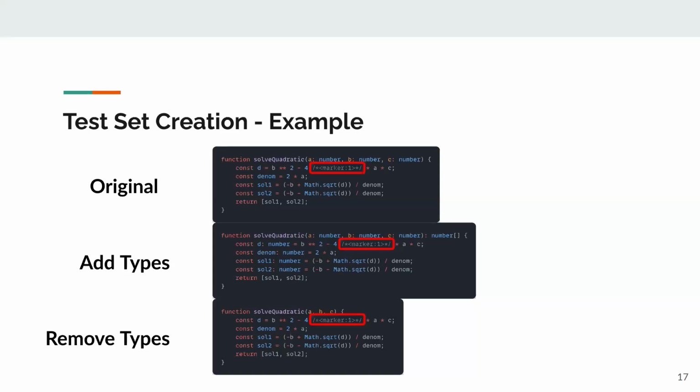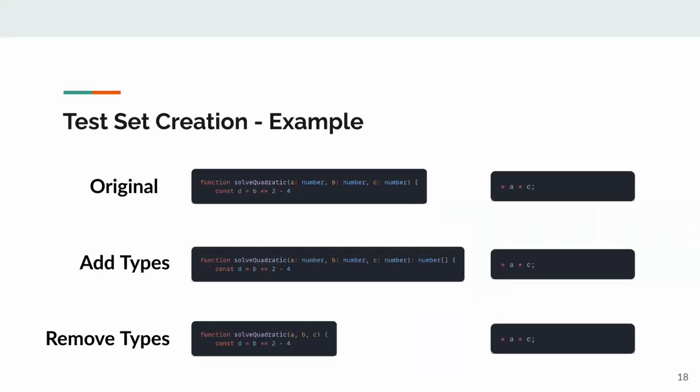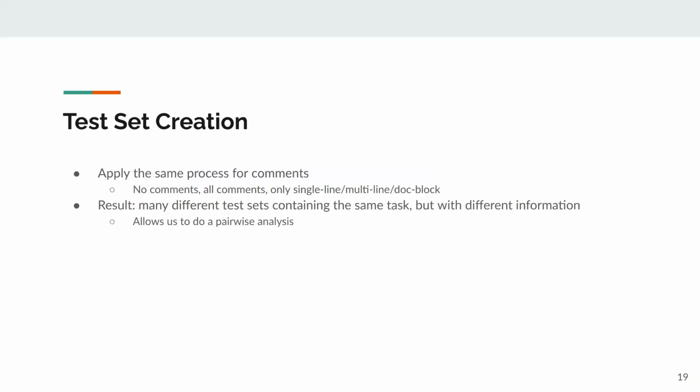So it is practically just like JavaScript, where you don't have any type annotations. And this allows us to easily create 3 variants of the same input, but with every input having a different amount of information embedded in the input. So this example shows how we do that for type annotations, but we apply the same process for comments as well. And this leads to 3 different test sets for the type annotation case, and let's see, 5 different test sets for the code completion case.